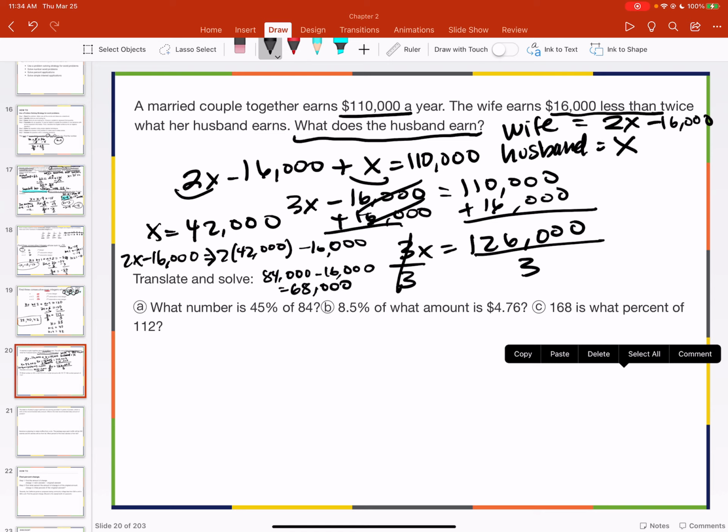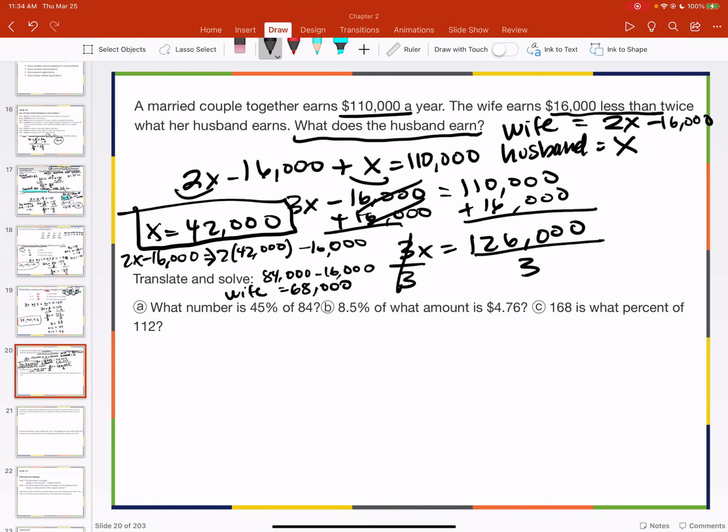So that's what, if you wanted to find out what the wife earns, but the husband earns 42,000. Okay, great. So the next thing, we're translating and we're solving. These type of problems are super easy because you could just use direct translation. Now remember, when we're multiplying by a percent or finding the percent of something, we don't use the percent sign. We have to convert it to a decimal and then we can go ahead and do our operation.